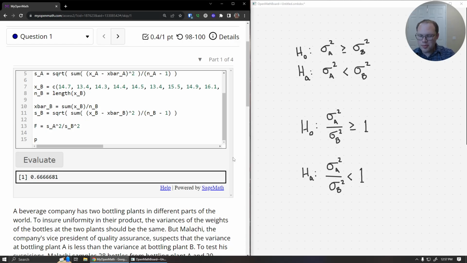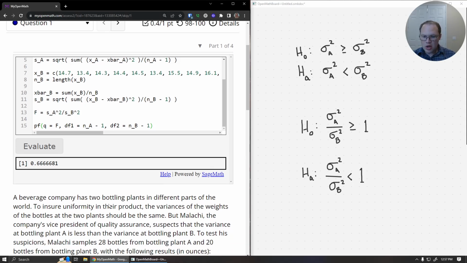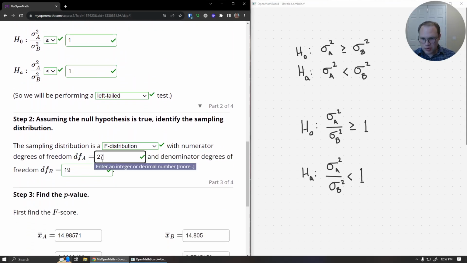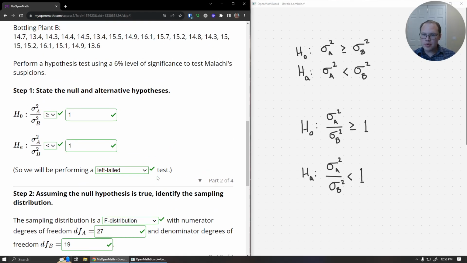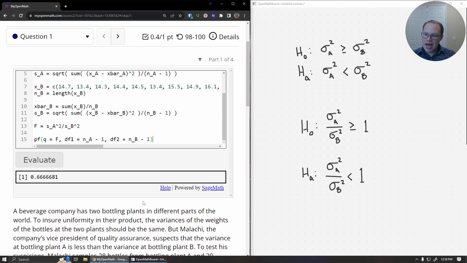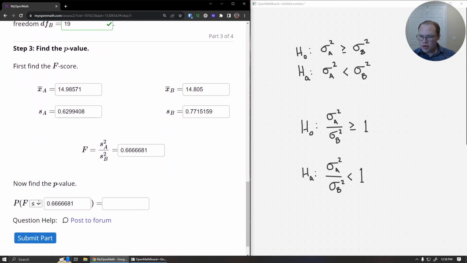So I want to calculate the probability of an F distribution. The quantile value is the F-score that I calculated, 0.66666681. And then I specify my numerator degrees of freedom, which is 1 less than the sample size from sample A, and my denominator degrees of freedom, which is 1 less than the sample size from sample B. Okay. You could also, we've already calculated these, so you could also just plug in 27 and 19 directly, if you prefer. Okay. And I am calculating the probability to the left in the lower tail, right? Because I'm using that less than or equal to symbol.